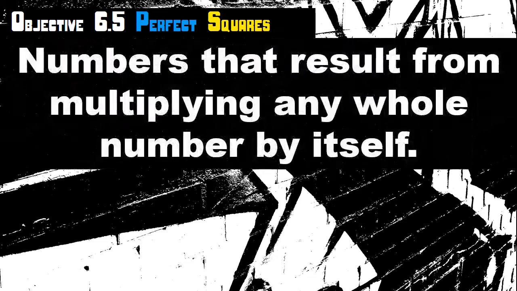For perfect squares, these are numbers that result from multiplying any whole number by itself.